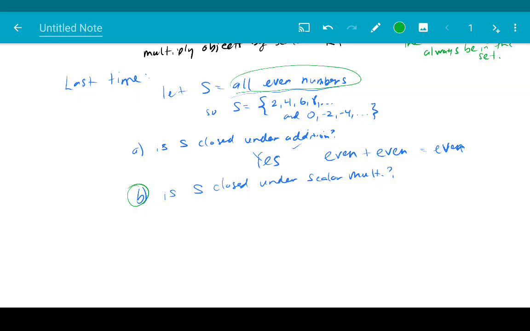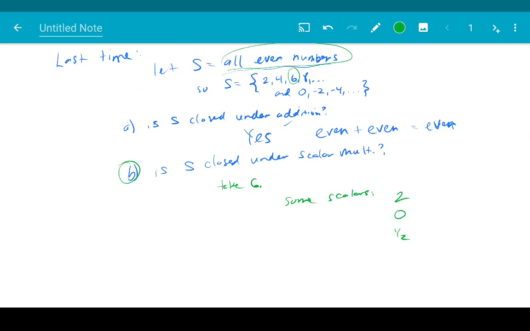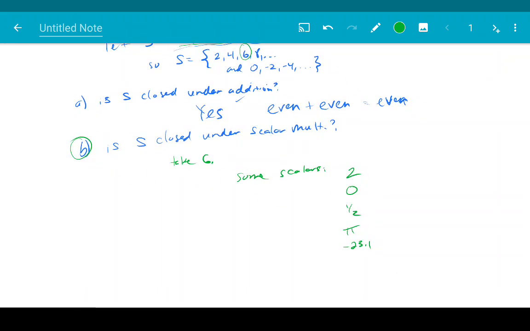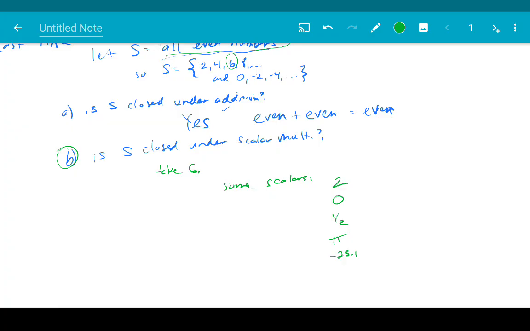Well, let's try a few. Let's choose some elements from S. Let's choose 6, for example. Take 6. Is it always the case if I multiply 6 by any scalar, I land back in S? Here are some scalars that I'm allowed to multiply by. Of course, I could multiply 6 by 2, or I could multiply 6 by 0, but I could also multiply it by 1/2. That's allowed, because it has to work for any scalar. I could also multiply it by pi, or negative 23.1. If it's always going to land back in S when I multiply, then it'll be closed under scalar multiplication.